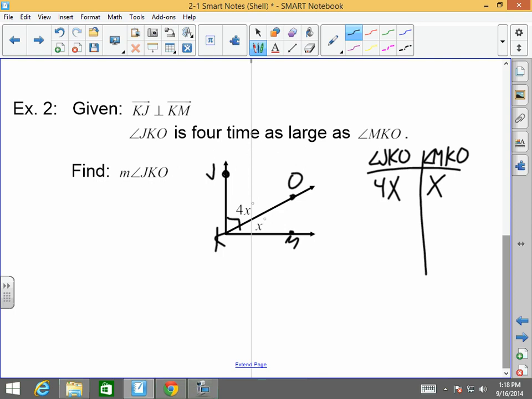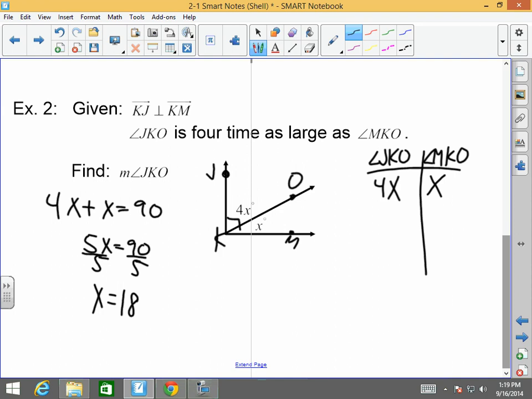So now, JKO plus MKO equals 90. 5X equals 90, divided by 5, X equals 18. Find JKO. 18 times 4 equals 72 degrees.